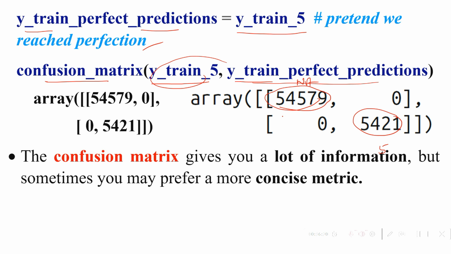The confusion matrix gives a lot of information, but sometimes we may prefer a more concise metric, like precision, recall, F1-score. There are different performance metrics like that. In the next video, we are going to see what they mean and how to find precision, recall, F1-score and other performance metrics.